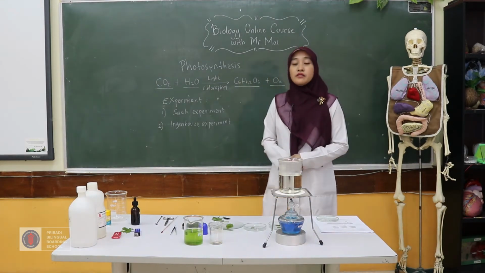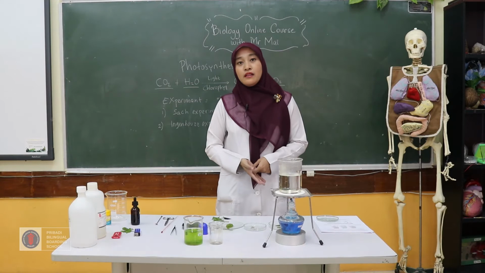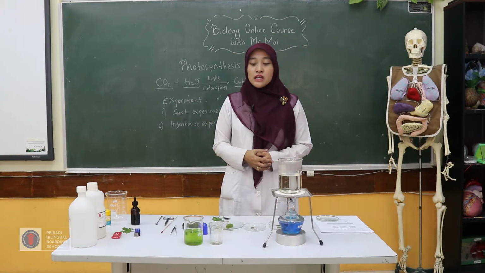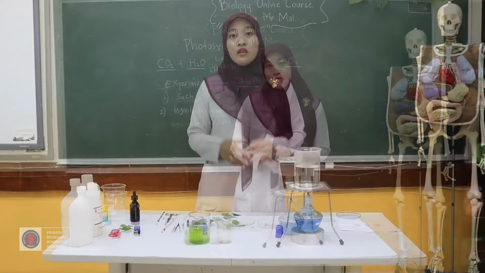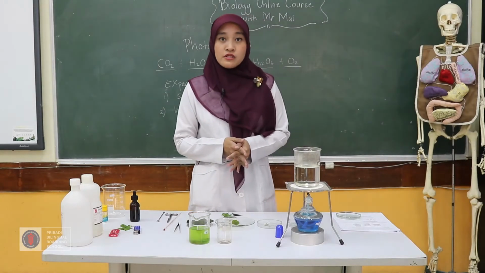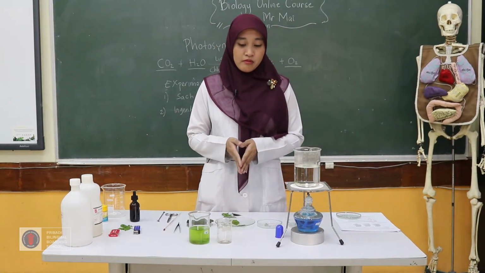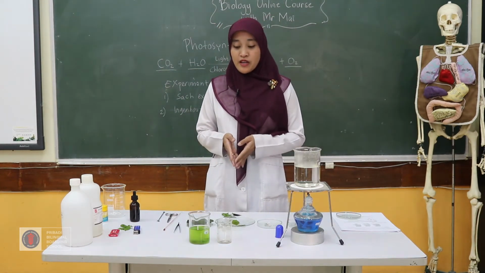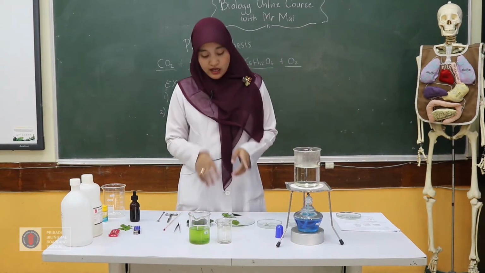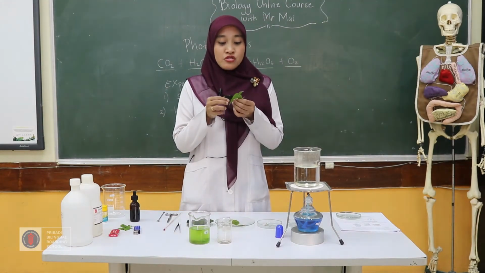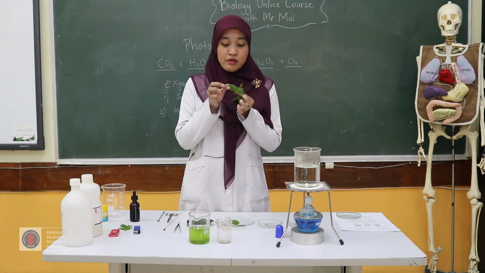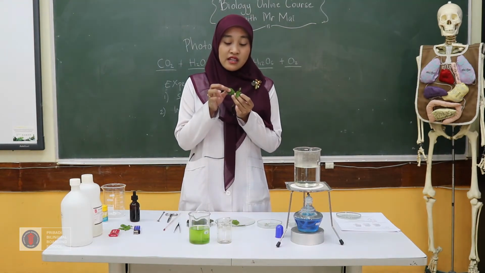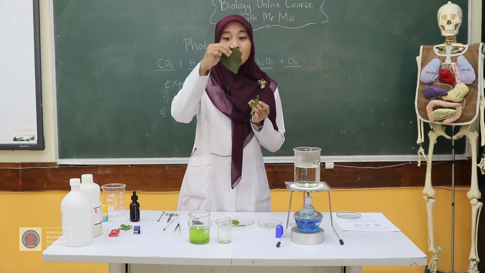So today we are going to try to make a Sachs experiment that has a function to prove that photosynthesis is producing glucose. Okay, let's start with the experiment. The tools and materials that we need for making the Sachs experiment: we need some plants. We can choose a plant that has thin leaves, because with thin leaves we can see more clearly the glucose produced by photosynthesis than in thick leaves like this.